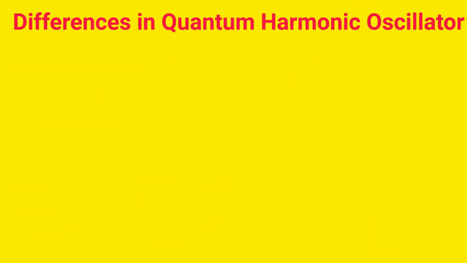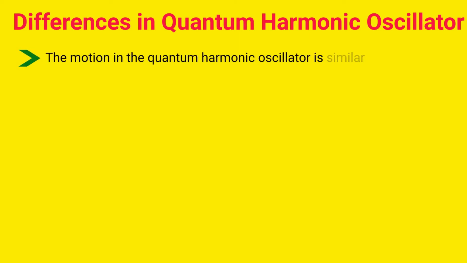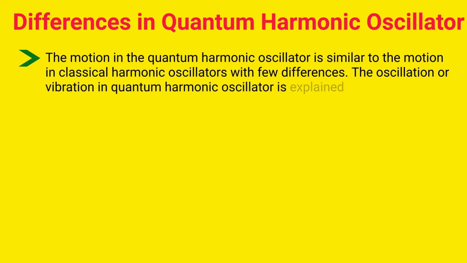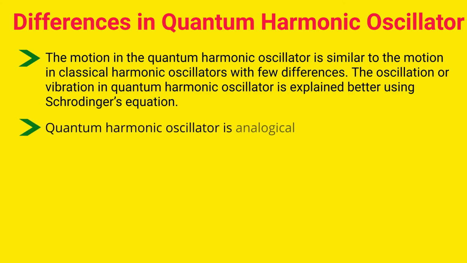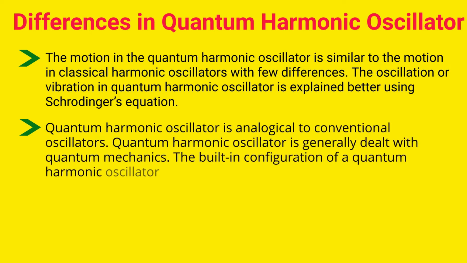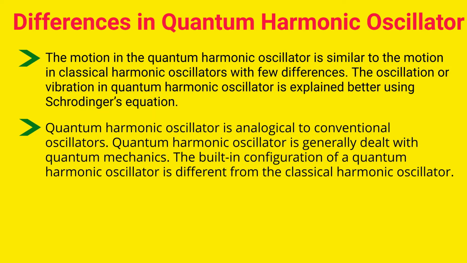Differences in quantum harmonic oscillator. The motion in the quantum harmonic oscillator is similar to the motion in classical harmonic oscillators with few differences. The oscillation or vibration in quantum harmonic oscillator is explained better using Schrödinger's equation. Quantum harmonic oscillator is analogical to conventional oscillators. Quantum harmonic oscillator is generally dealt with quantum mechanics.